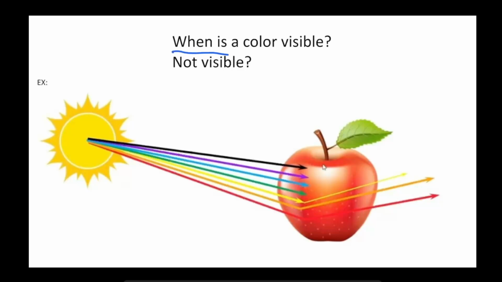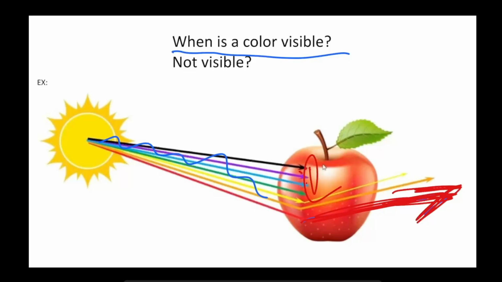When a color is visible, what that means is when you look at an apple, all of the light from the sun is absorbed, and only certain colors are reflected. In this case, red is being reflected off of the apple. So red is what's going to come to your eye, and the apple's going to look red. So a color that is visible is a color that is reflected. A color that is not visible is a color that is absorbed, right? Purple, blue, green, black, all of that light is being absorbed.